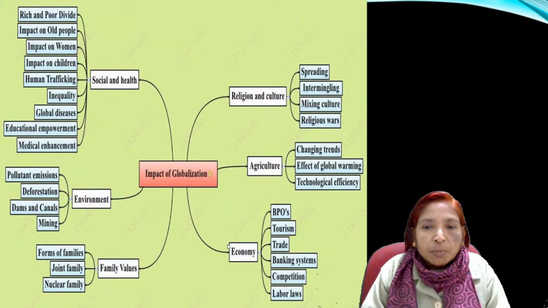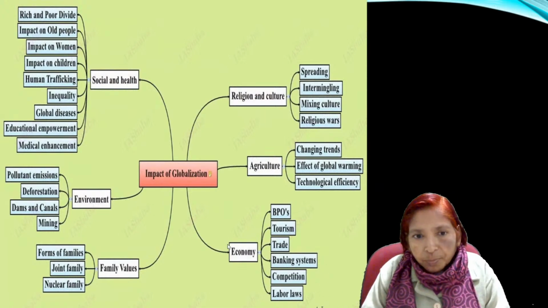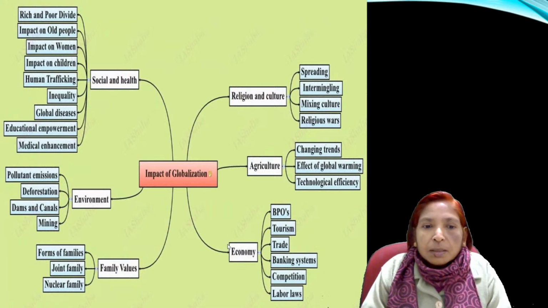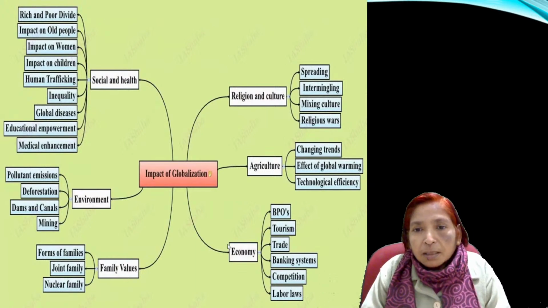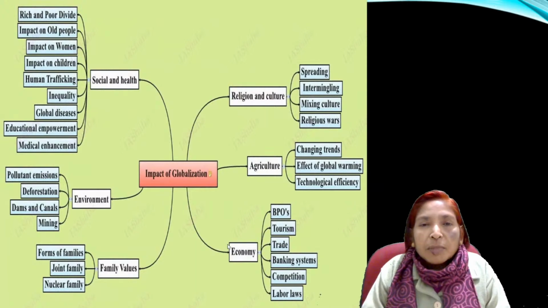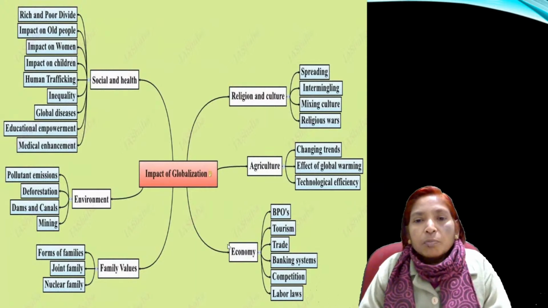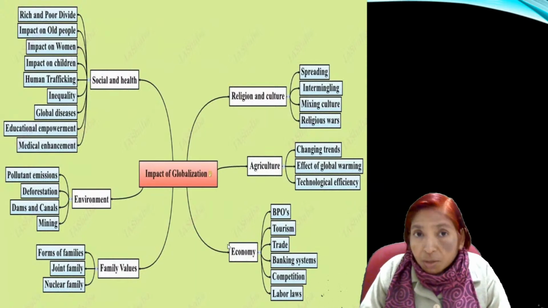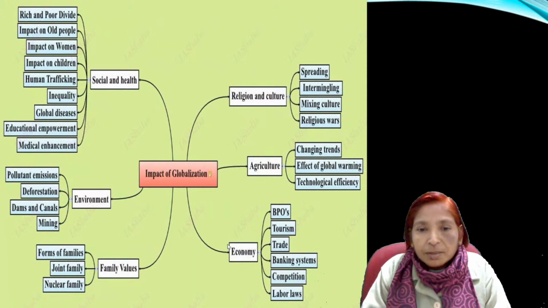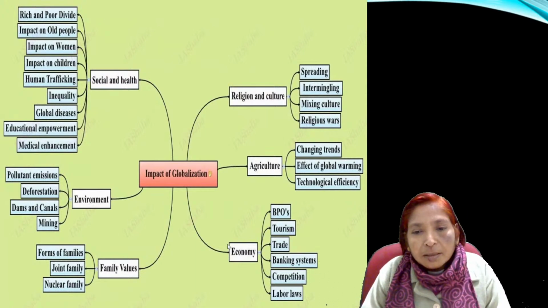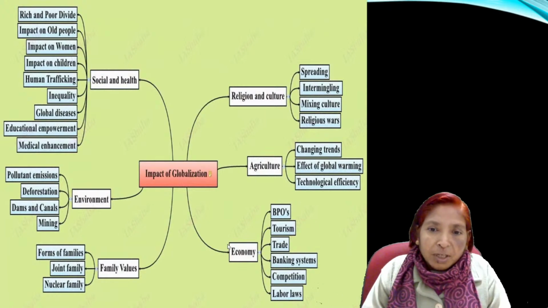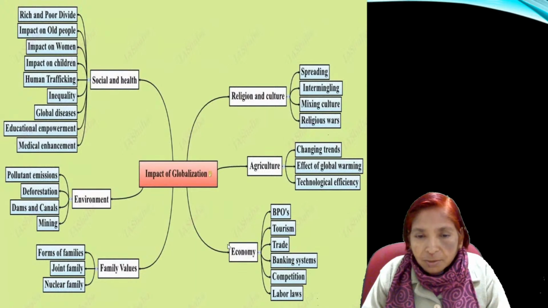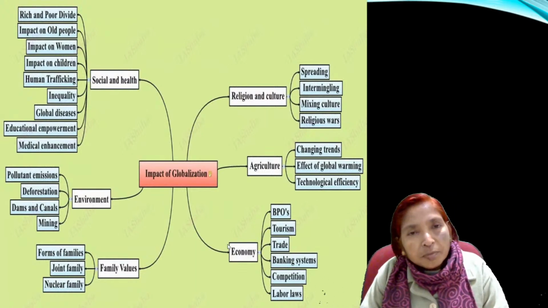Number one is the impact of globalization on religion and culture. Here, culture is spreading, intermingling, and mixing in all the countries at present. We can see mixing culture, and religious wars in some nations. Religious wars may happen due to this erosion of culture or mixture of all these cultures. In the agriculture sector, there are changing trends. At present, we can see effects of global warming and technological efficiency. Some have a positive impact and some have a negative impact on the agriculture sector from this globalization process.